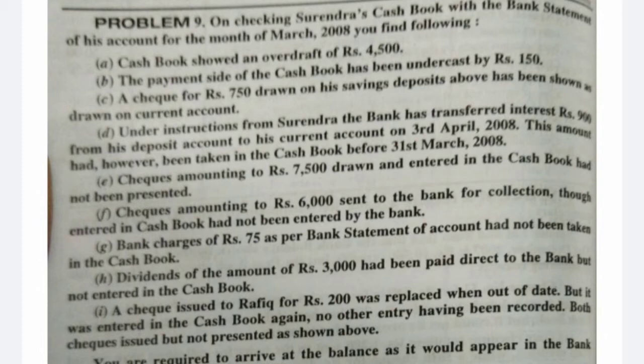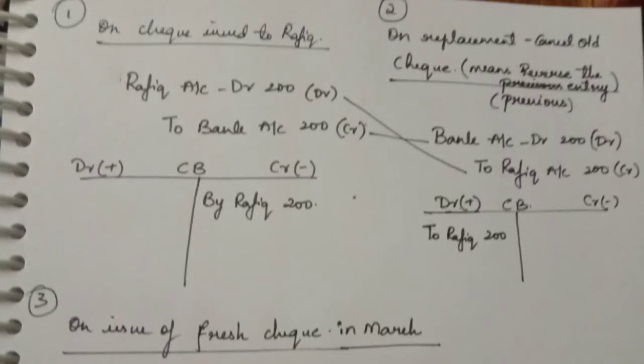And next one, a check issued to Rafiq for rupees 200 was replaced when out of date, but it was entered in the cash book again. No other entry has been recorded. Both checks issued but not presented as shown above. See, Sindhu, you take one note and you take a working note. First, you prepare the check issued to Rafiq. Means what would be the journal entry? The Rafiq account debit to bank account would be the journal entry in the books of Surendra.